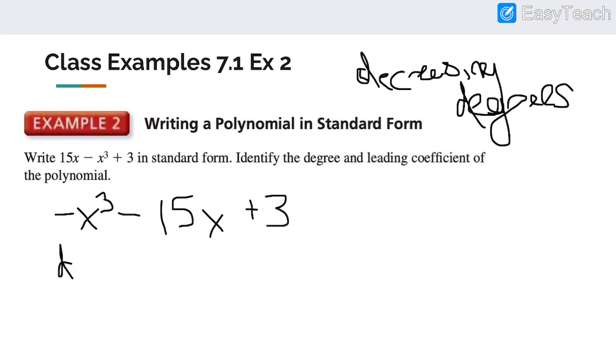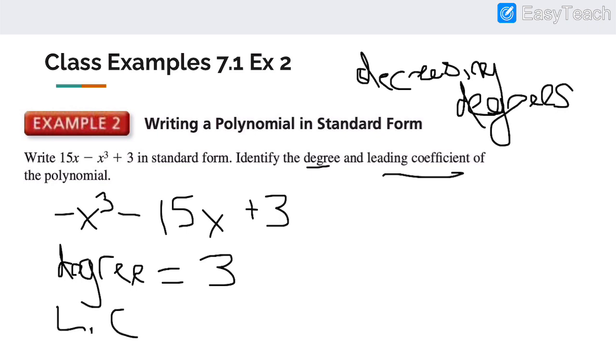So our degree here is equal to 3, and our leading coefficient, which to save some time I'm just going to call LC, is going to be equal to negative 1, because I have a negative 1 times the x value there. Notice both of these things I'm getting from the very first term in my standard form, so decreasing degrees: it goes the largest degree, then the next largest, and then the one with no variable.